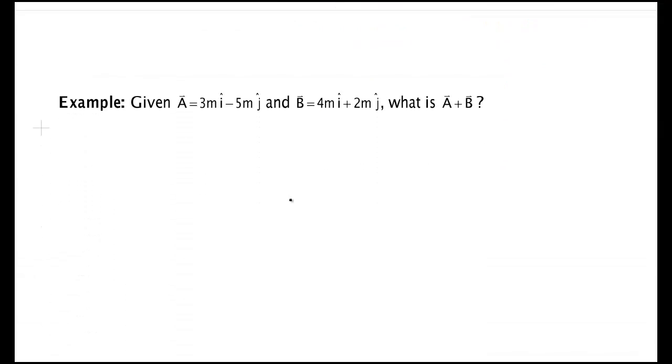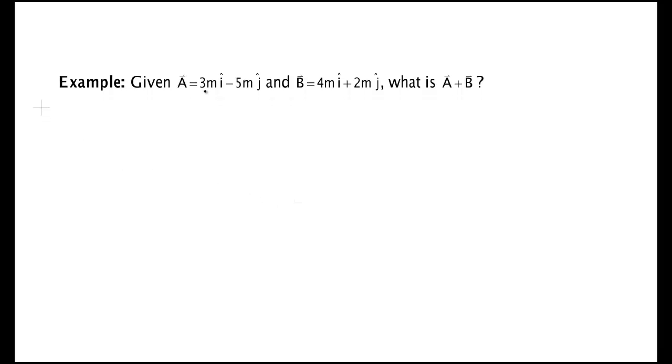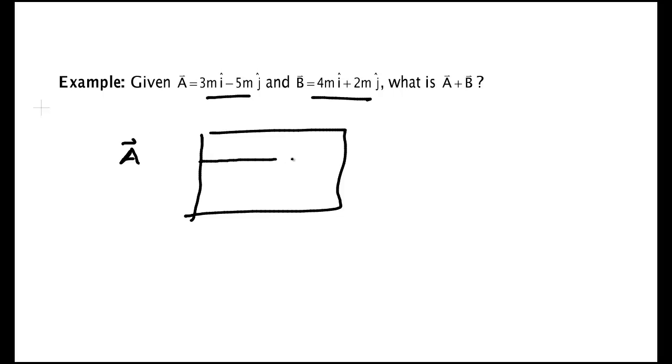Now, let me give you a problem. It says, okay, let's do this. A and B, here's what A is. Here's what B is. What's A plus B? Well, there's several ways you can write this. Some people like to do it like this. They actually like to build some sort of a grid. I don't, but many people do. And in the A, they write 3 meters. This is the I hat part. There's the J hat part. Minus 5 meters, 4 meters, and 2 meters.